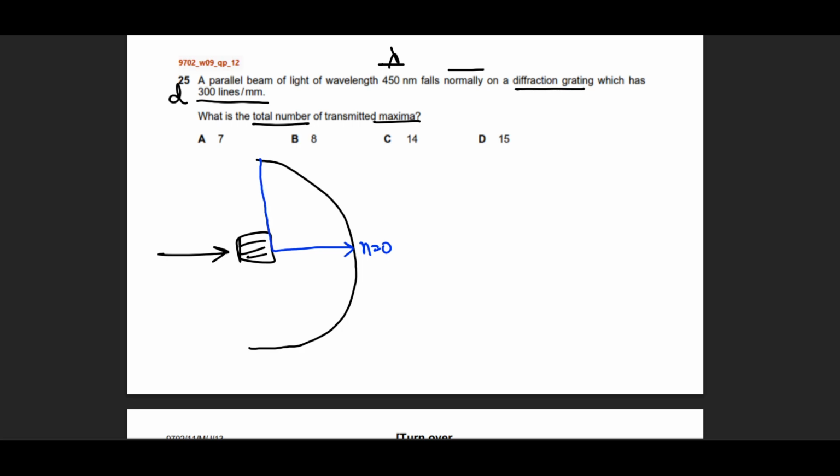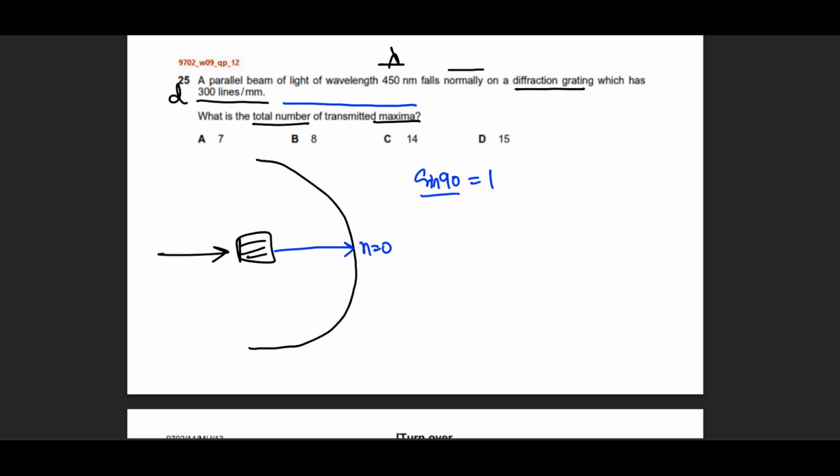And what if this angle actually goes to 90 degrees? Most definitely this is not possible, we know this. But what if this was the case? So when he asks you the total number of maxima, we are going to put sine as 90 so that it becomes 1. What's the worst that can happen? So let's see that for this question.